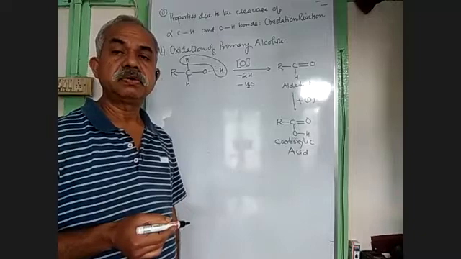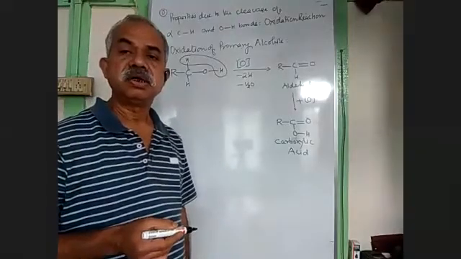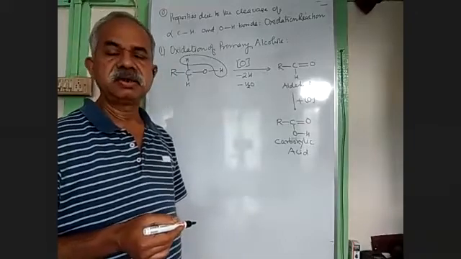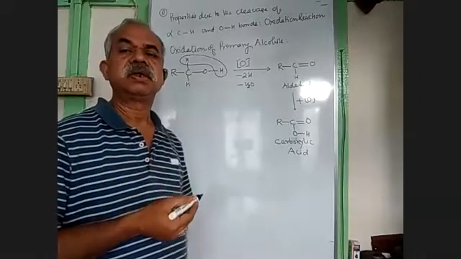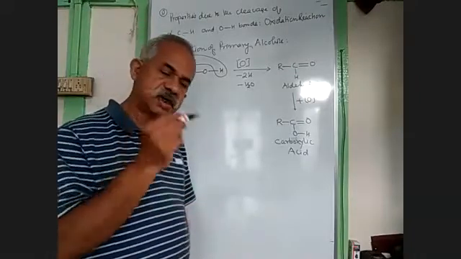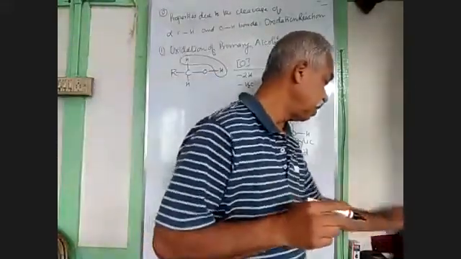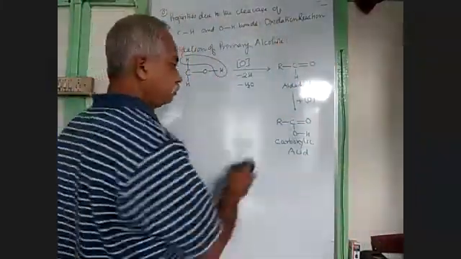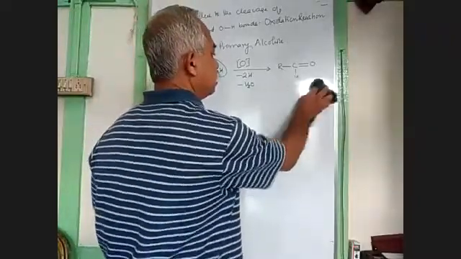So what are we going to do? We are going to classify this oxidation of primary alcohols into two categories. One, oxidation to aldehyde. Second, oxidation to carboxylic acids. So let us go for oxidation to aldehydes. All right. Yes, sir. So we'll try to do this one.